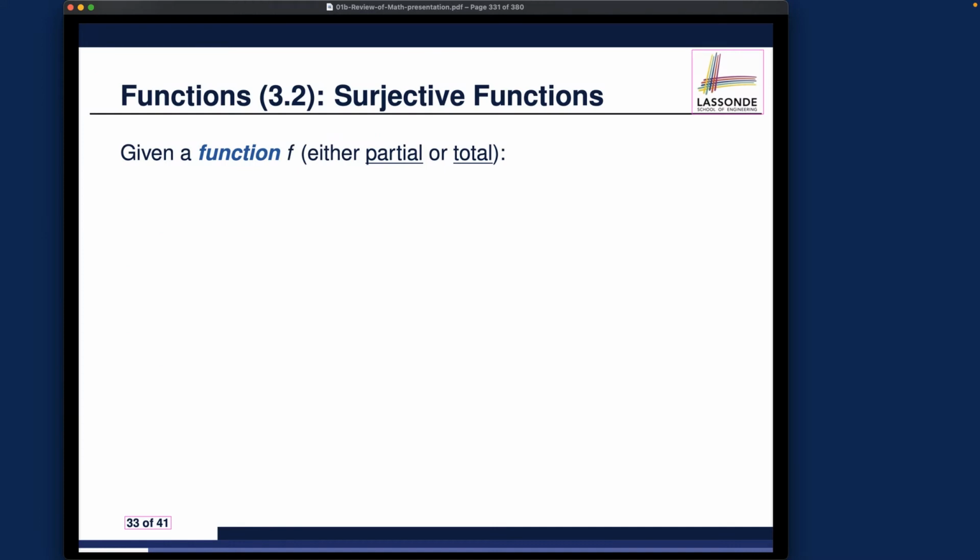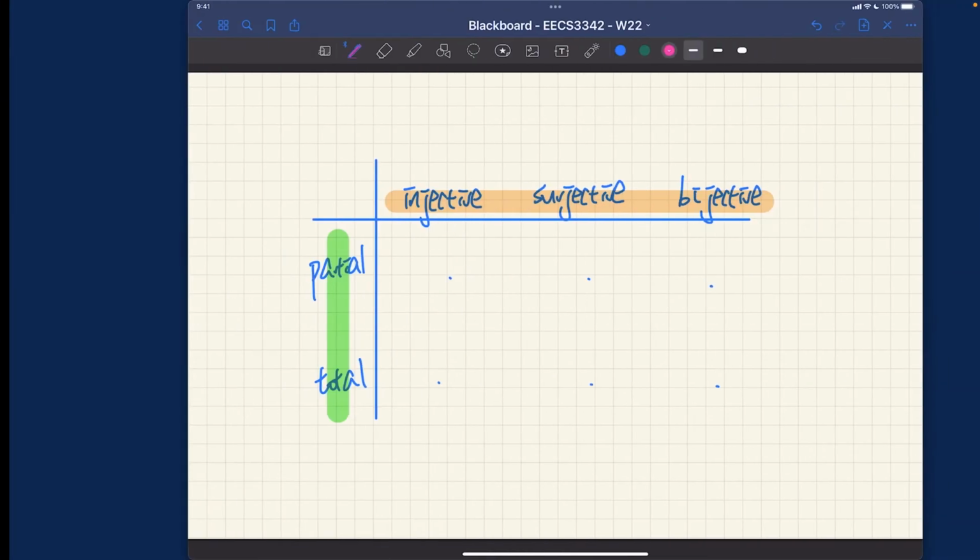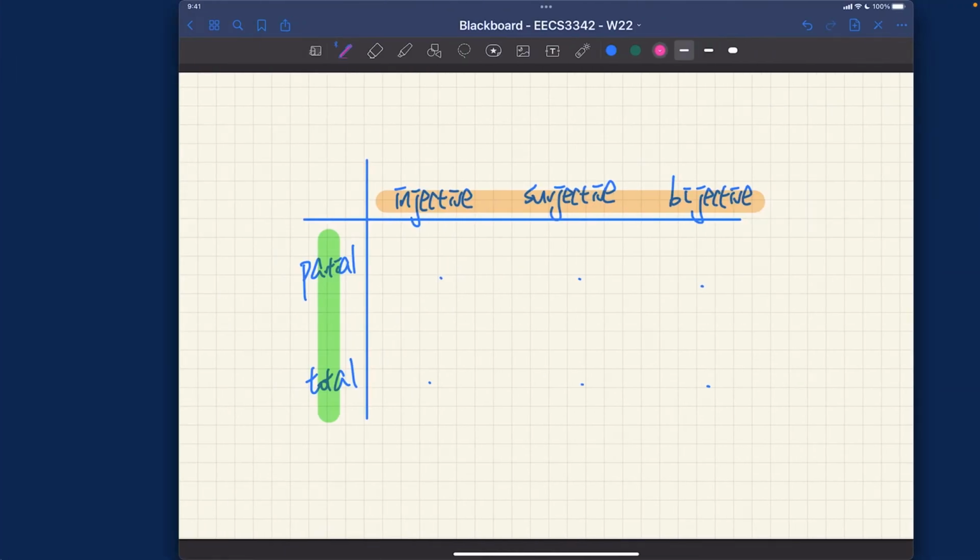Let's now consider what a surjective function is. And let me remind you very quickly. So now we are moving on to the second kind in the first dimension over here, right? So we talk about injective, which can be either partial or total. Similarly, for surjective, it can be either partial or total, right? The similar kind of idea about the two dimensions, we can categorize the functions.